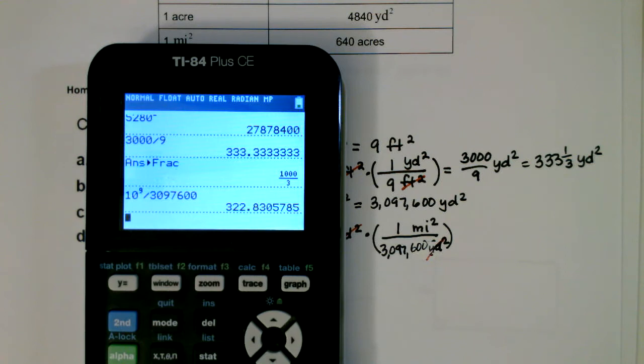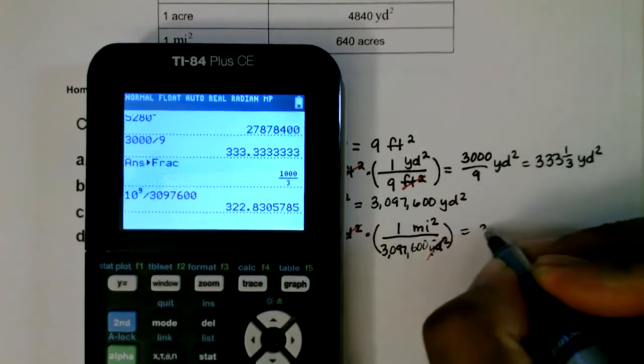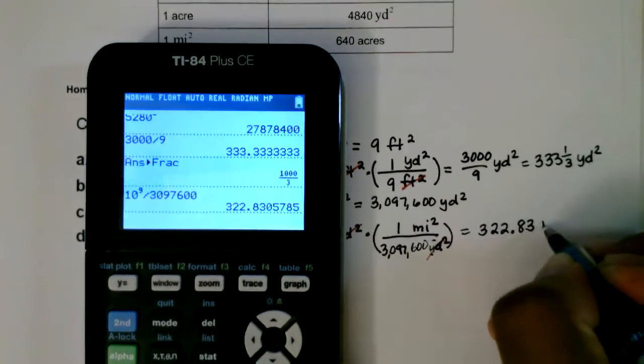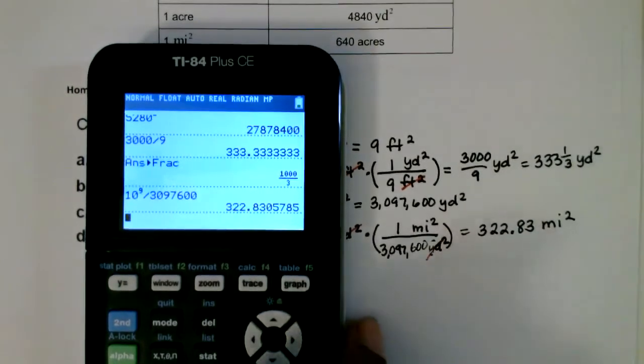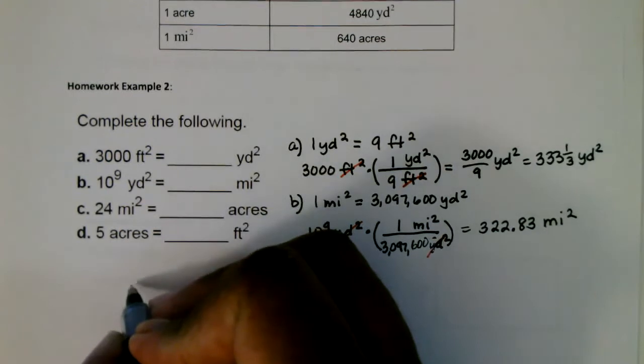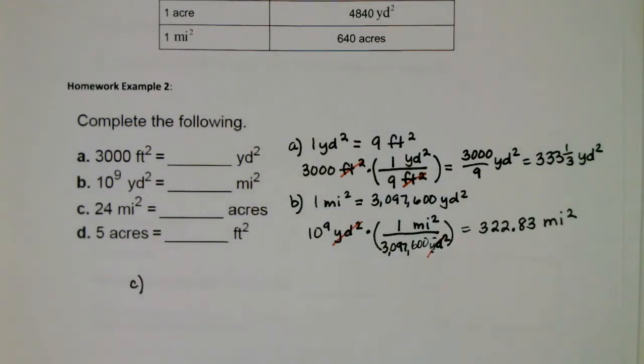And let's say we want to round that answer to 2 decimal places. So this will be 322.83, and this is in square miles. Okay, 322.83 square miles. All right, now part C is this. 24 square miles is equal to how many acres?